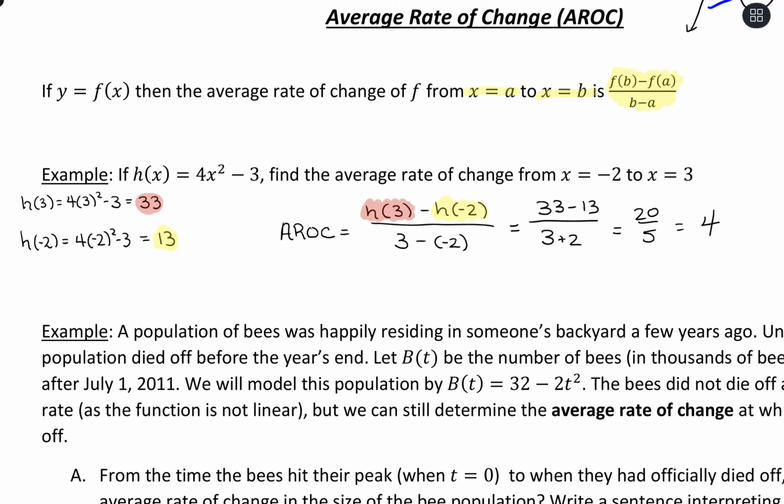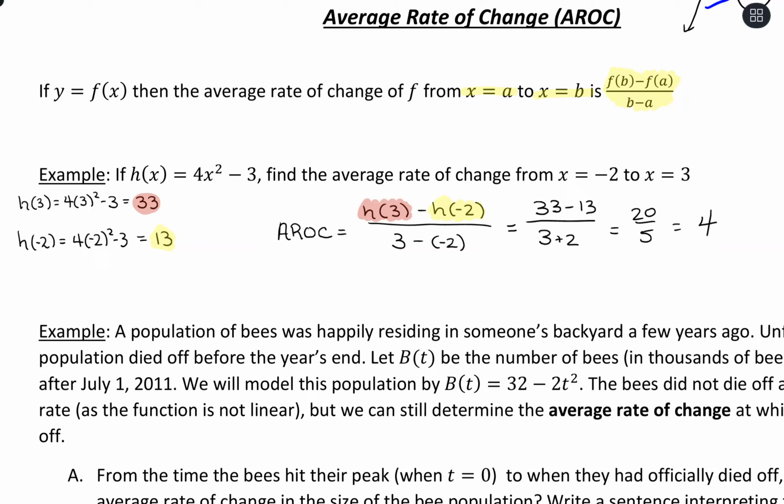So what that tells me is, this is a quadratic function, so we have curvature to it, but if I draw a straight line from where x equals -2 to x equals 3, there's this rate of change of 4. So I can tell it's increasing between those 2 points and at a rate of 4.